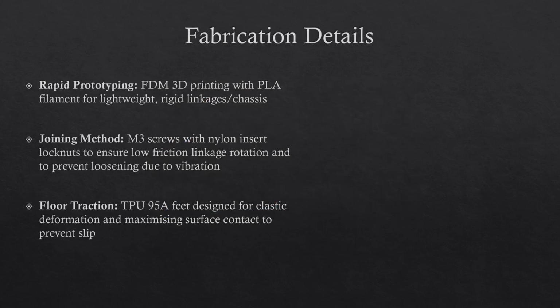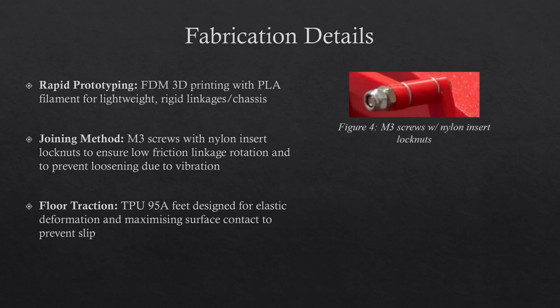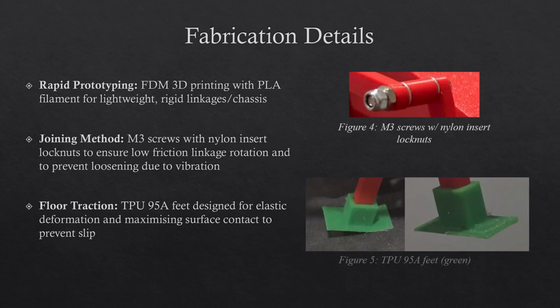mechanism. For fabrication, rapid prototyping was used with an FDM 3D printer, the QUT EGB321 Pro, using PLA filament for a lightweight, rigid chassis and linkages. The joining method used was M3 screws with nylon insert lock nuts to ensure low friction during linkage rotation and to prevent loosening due to vibration, as seen in Figure 4. To address floor traction, TPU 95A was used to create feet that elastically deform and maximize surface contact, effectively minimizing slip, as seen in Figure 5.